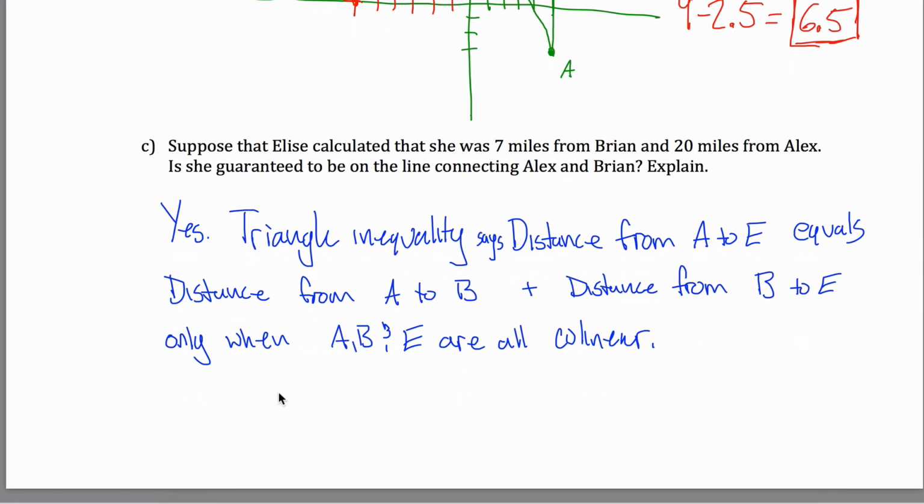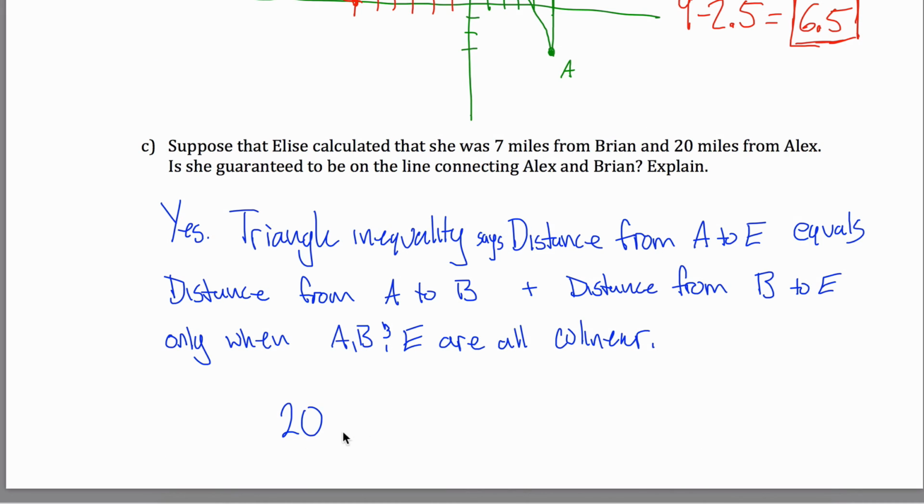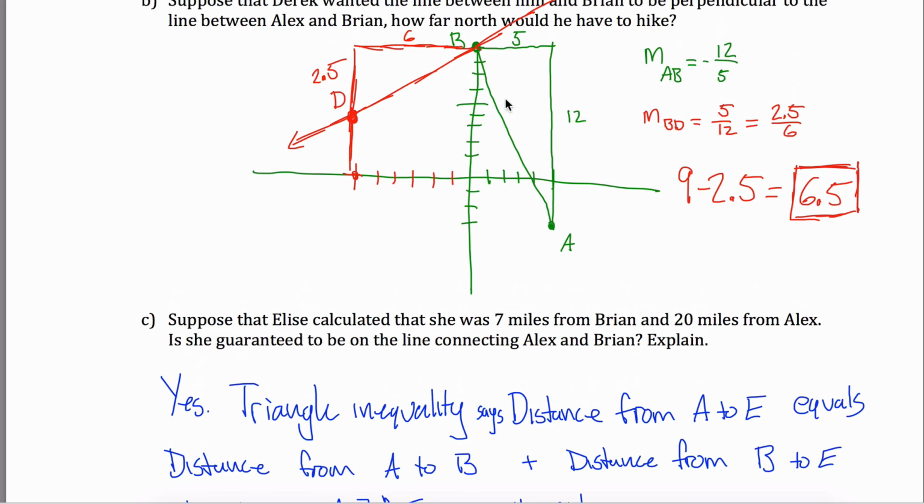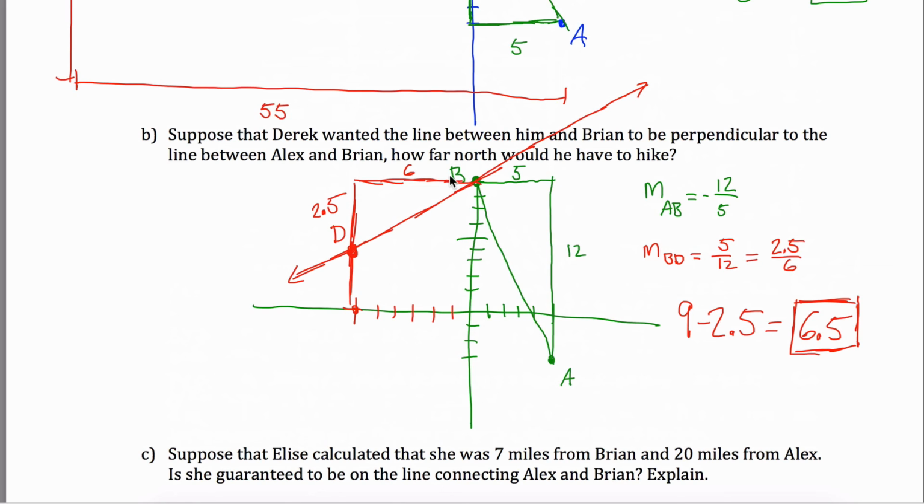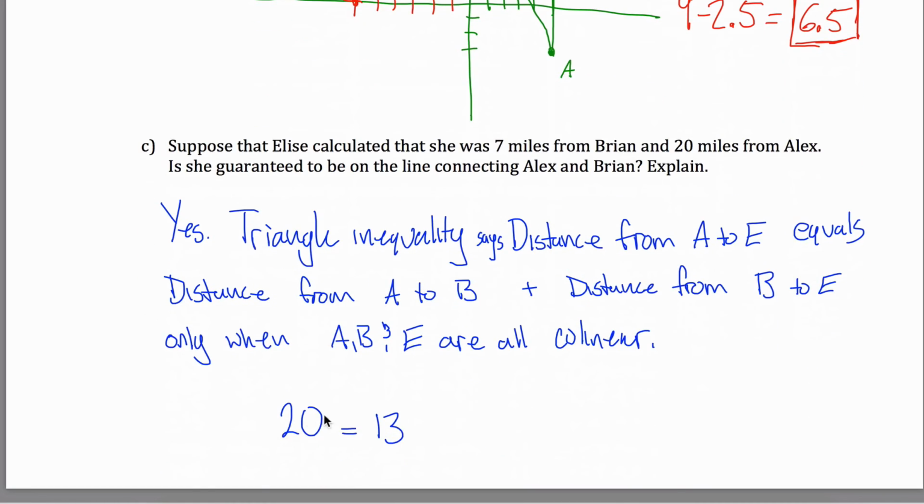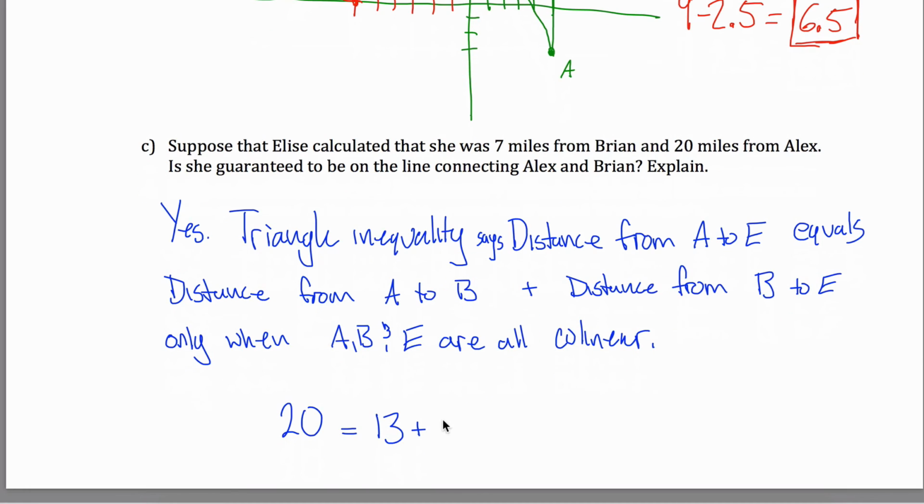So the distance from A to E is given to be 20. And the distance from Alex to Brian, this distance here, is 13. The reason I know that's 13 is if this is 12 and this is 5, 12 squared is 144, plus 5 squared is 25. 144 plus 25 is 169. And the square root of 169 is 13. That distance right there ends up being 13. So 20 equals 13 plus the distance from Elise to Brian, which was 7. Because 20 equals 20, the triangle inequality tells me these guys are all collinear.